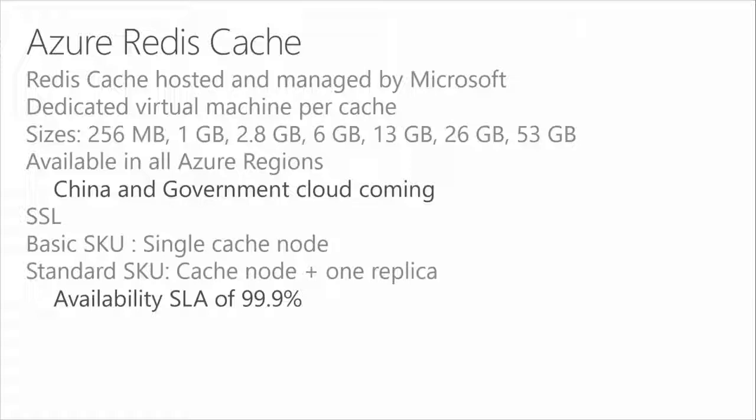So you can get about 60 gigs, or you can say 53 gigs into 10 shards, about 530 gigs of data that you can store. It's available in all regions. We are deploying in the China and the government clouds as well. We have SSL support. And then we also offer cache in two SKUs, basic and standard.